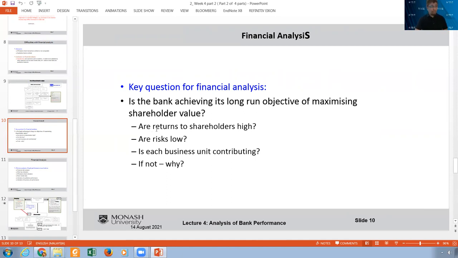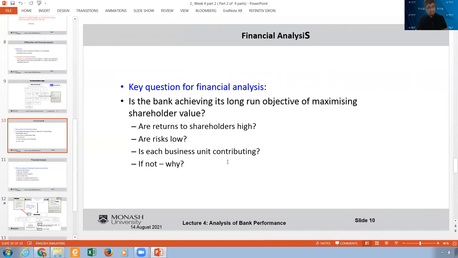The second question, if we break it down, asks: are the returns to shareholders high? What about the risk? Is it low? How about the contribution of each business unit to the organization or the bank? If profit is coming only from the trading, for example, and we don't do well in the loan part or the banking book, most of our money is coming from the trading book. This also gives us some questions, and we have to understand why this is going on.